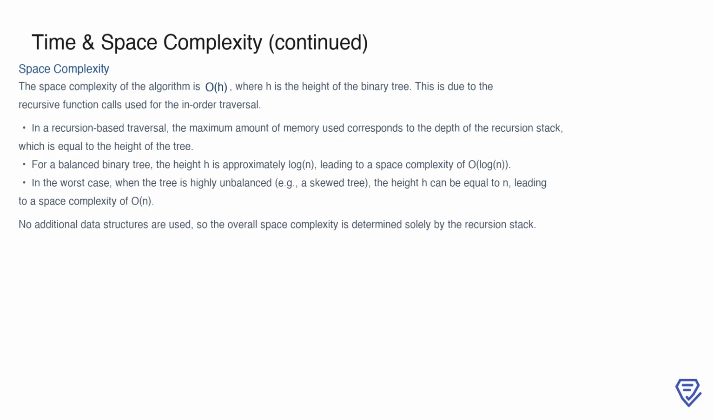However, in the worst-case scenario, such as with a skewed tree where all nodes are aligned in a single path, the height can be equal to n. In this case, the space complexity becomes O(n). Importantly, as no additional data structures are used, the recursion stack is the sole contributor to the space complexity, which is why it is expressed as O(h).